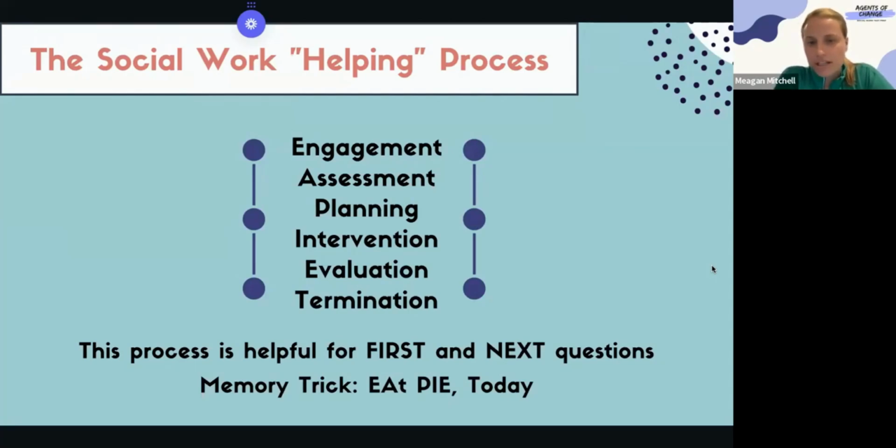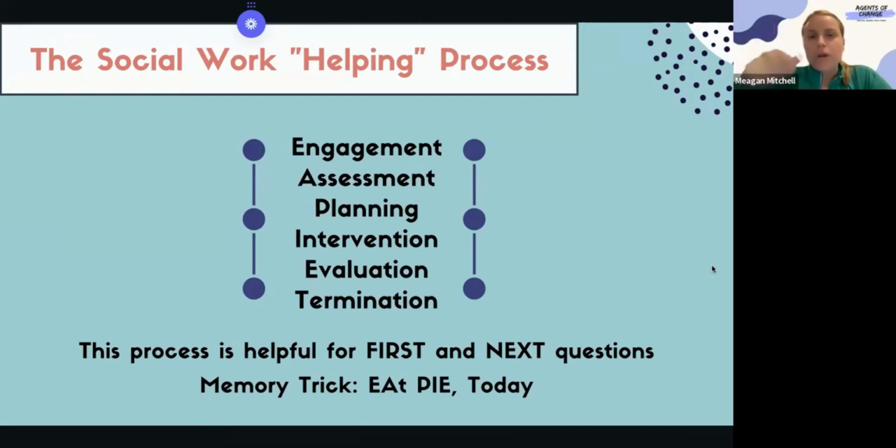Do not move to the assessment phase with a client until you have informed consent. You have to have informed consent to move on. And you're building rapport in the engagement phase. The purpose of engagement is we want our clients to come back. Okay. We've engaged them. We've gotten their consent.